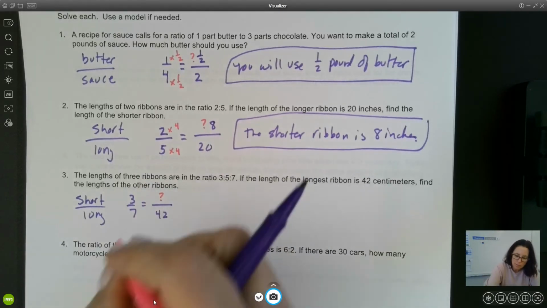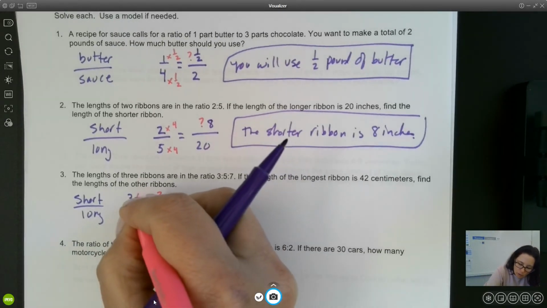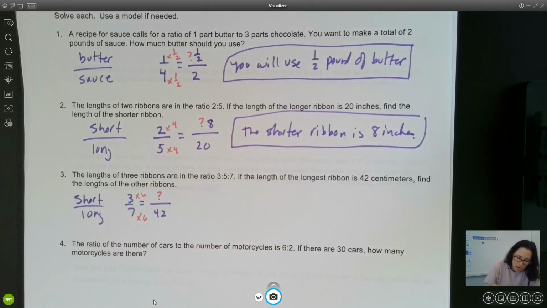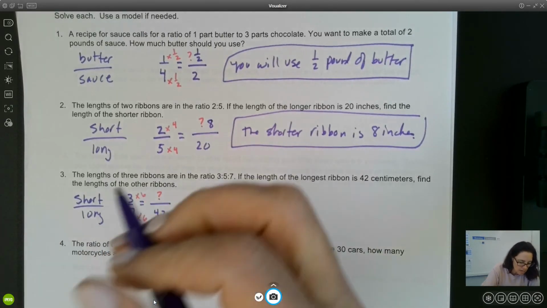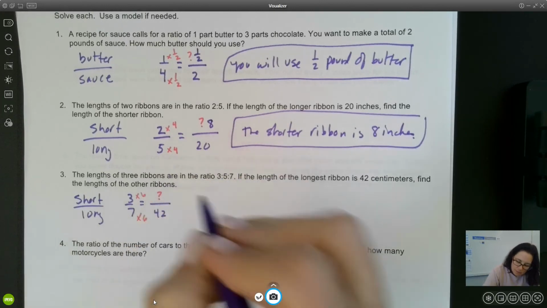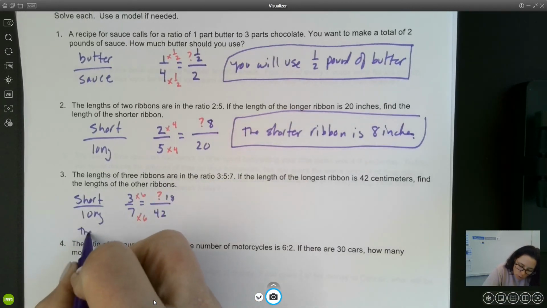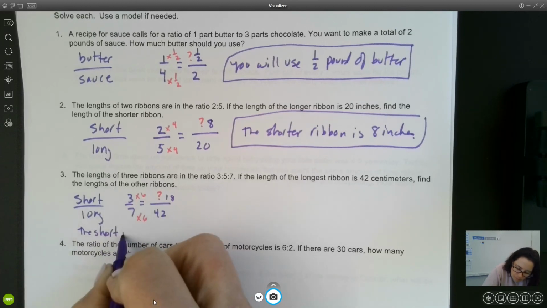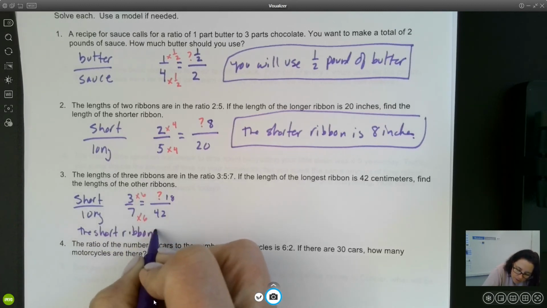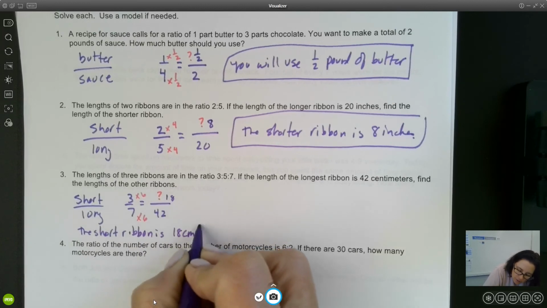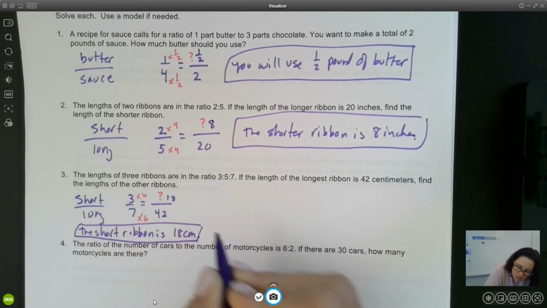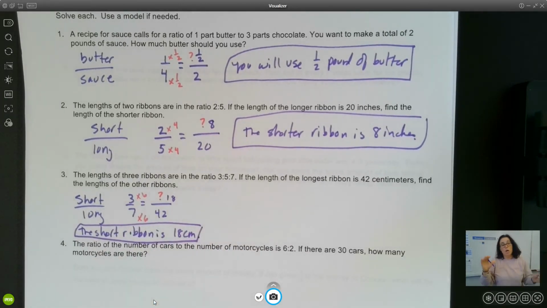Okay, so I'm multiplying this by 6, therefore I must multiply this by 6. Are you seeing that the short one is going to be 18? And we're in centimeters. Okay, the short ribbon is 18 centimeters. I'm going to put that in a box so it stands out because I'm going to have a lot of stuff going on once I get my second problem done in this problem.